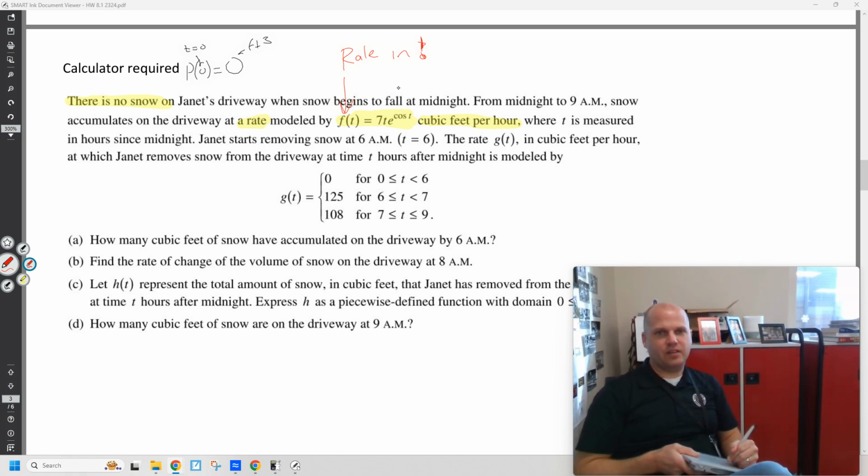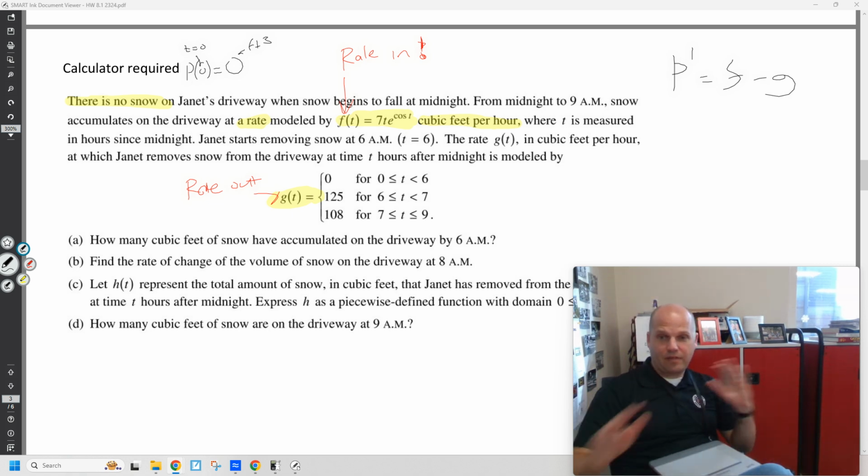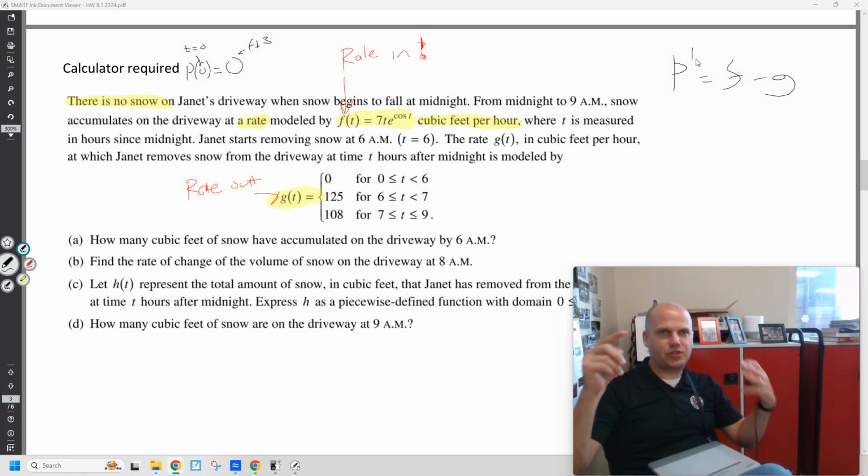This is my rate in. This is my velocity in. G is my velocity out. Again, it's a derivative. That means the derivative is going to be F minus G. Now, this is why it's nice to have P and P prime listed so that you're like, okay, there we go. There's my derivative. There's my little tick mark. So I'm ready, like, here's my derivative.